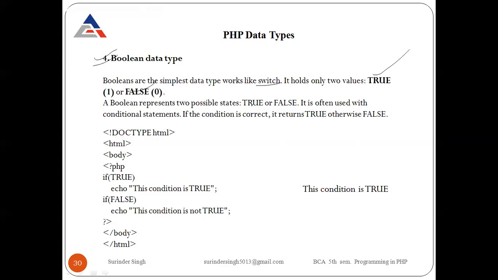Boolean represents two possible states, true or false. It is often used with conditional statements. If the condition is correct, it returns true. Otherwise, it returns false. Clear? Boolean type can be used with conditional statements like if, else. Clear? Here is a simple example of Boolean type.